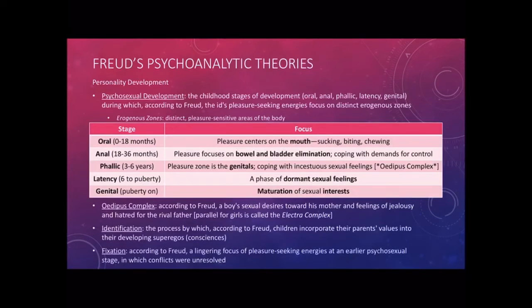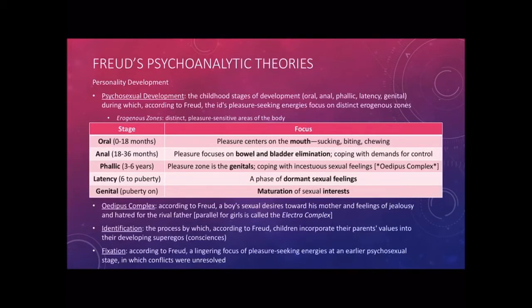So an Oedipus complex. This is so funny. According to Freud, this is when a boy has a sexual desire towards his mother, and so he feels jealous and hates his father because his father is like a competitor for his mother's love. Of course, we haven't found any evidence for this, but this was just something that Freud thought was true and thought that happened in the phallic stage, which is 3 to 6 years old.